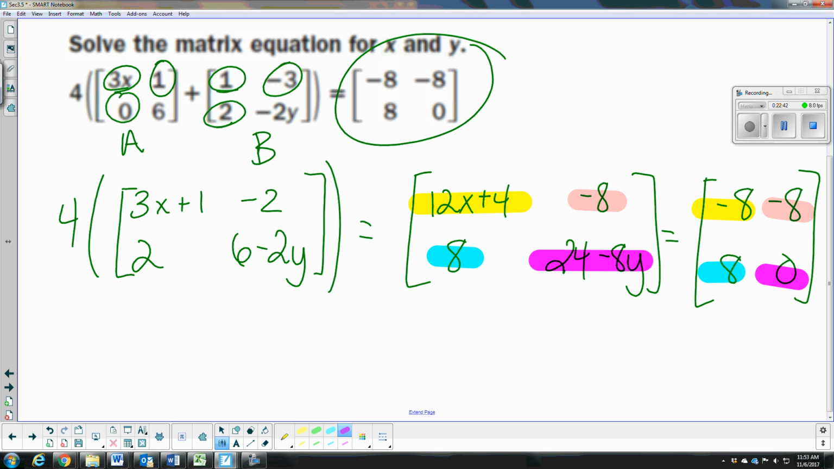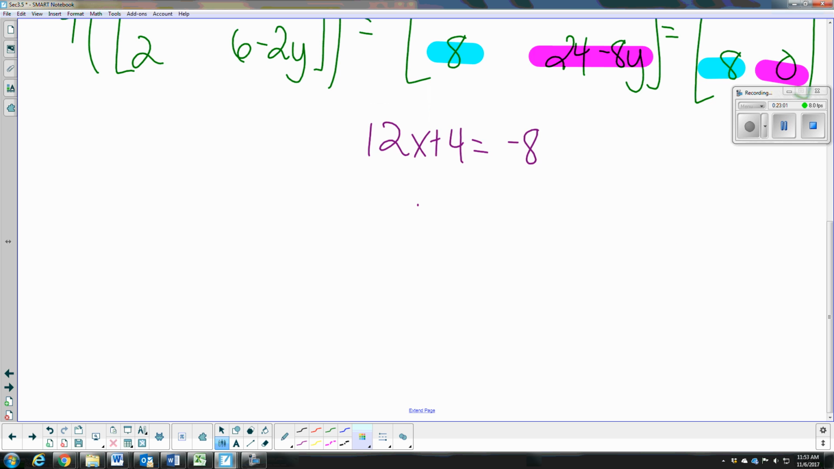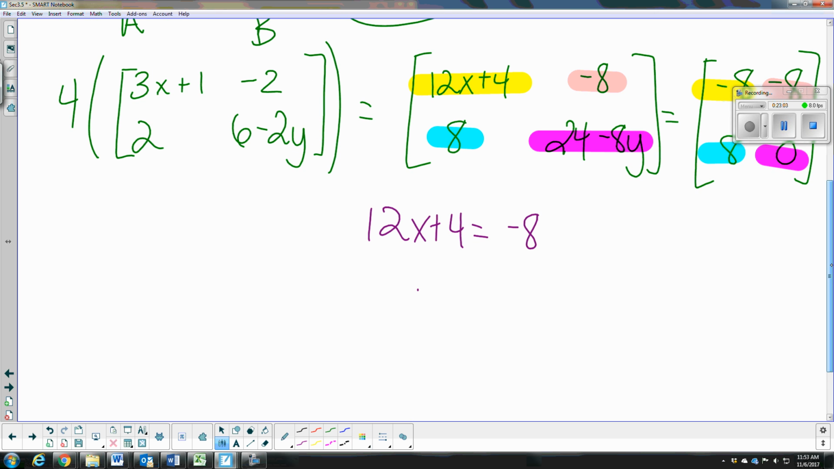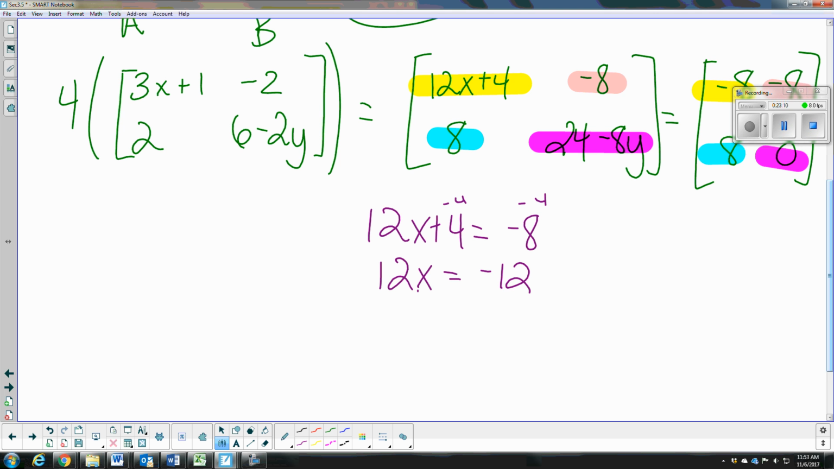So now if you're actually solving for x and y, which is what it is asking us to do, we could say 12x plus 4 equals negative 8. So now we can solve for x. So that gives us 12x equals, we're subtracting 4 from both sides, negative 12. Isolate our variable by dividing both sides by 12, and we get x equals negative 1.